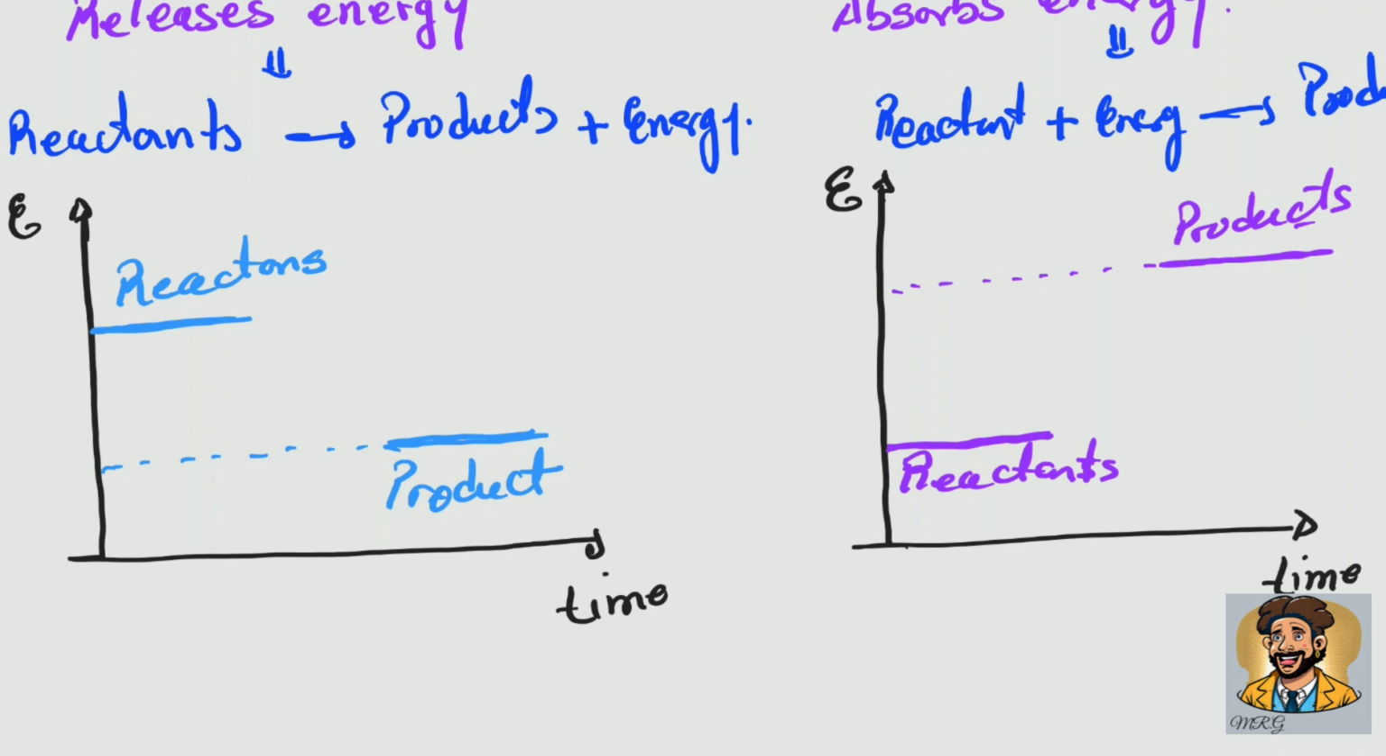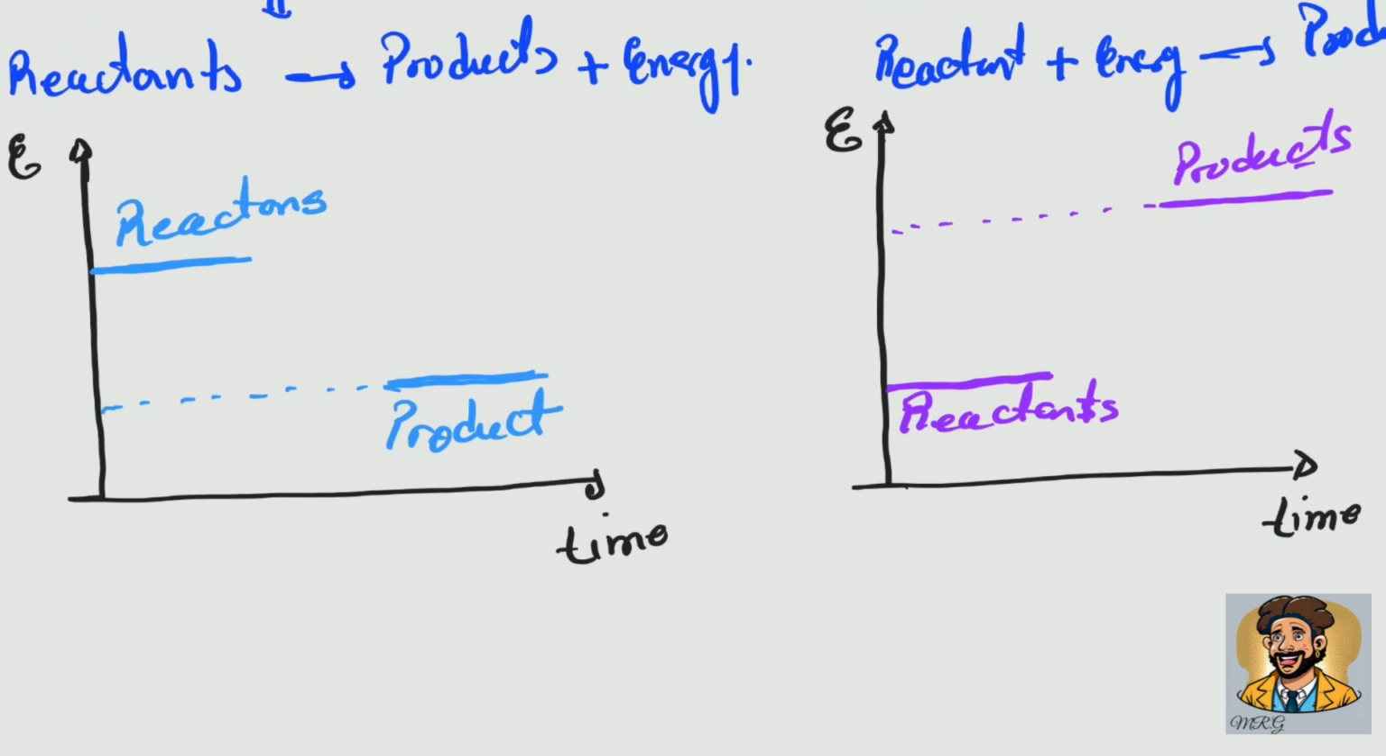In the endothermic reaction, the reactants have a certain amount of energy, and because the system absorbs some energy, at the end you will have a greater amount of energy for the product. So we can say that in the exothermic reaction, the energy of the reactants is greater than the energy of the product. And in this case, the energy of the reactant is smaller than the energy of the product. Remember, we're speaking about energy of reactant and energy of product.